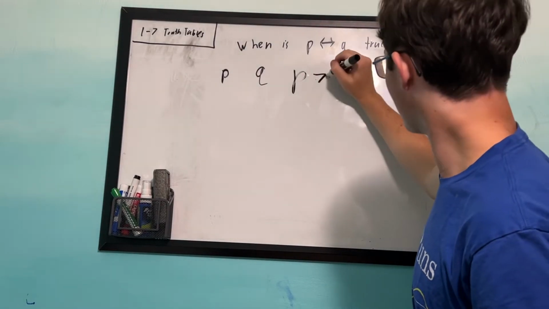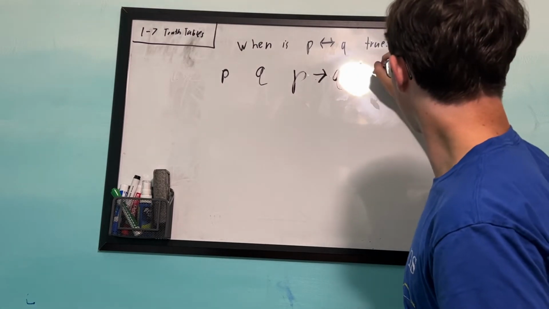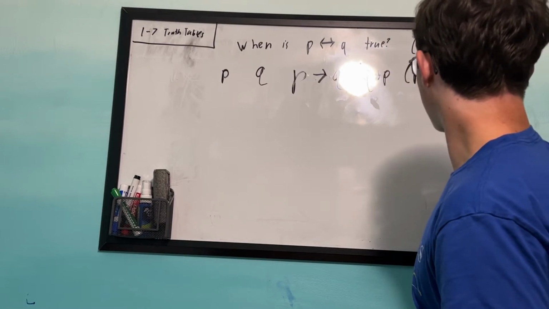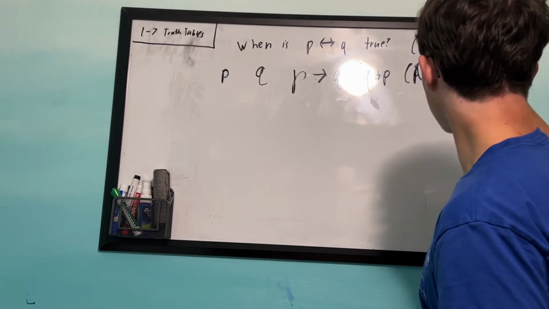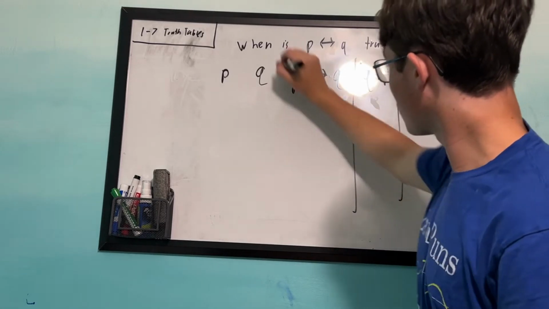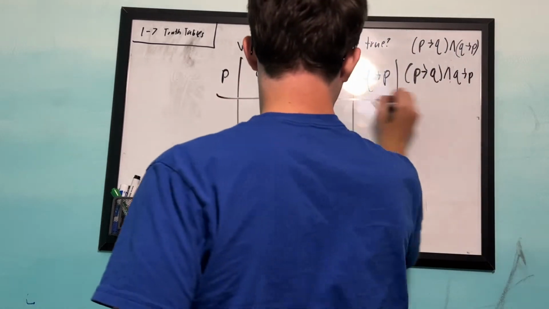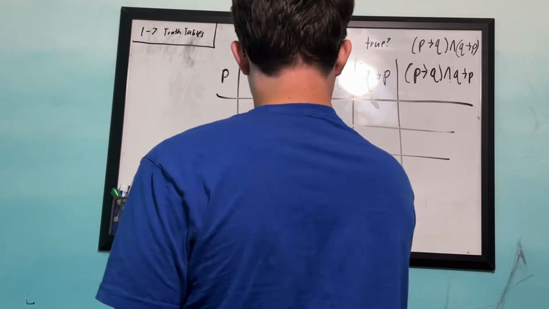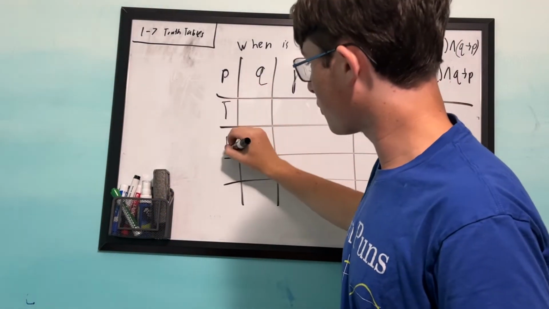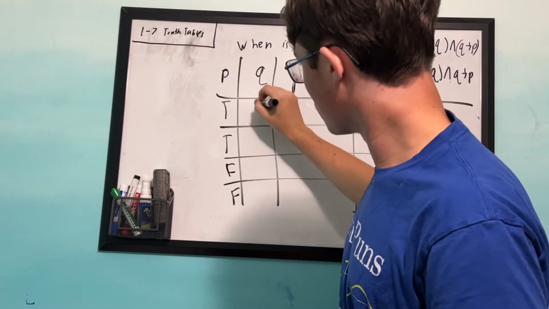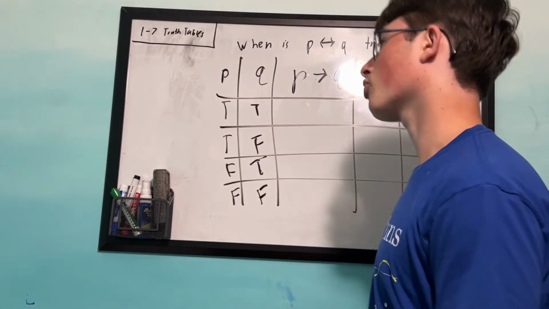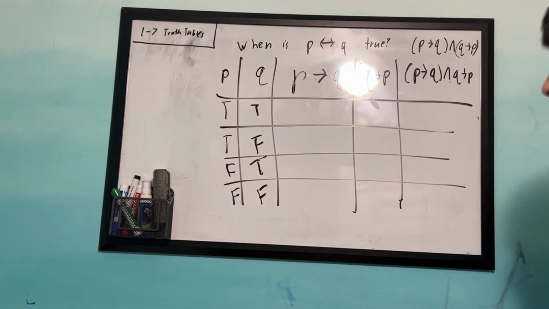So we have the if p then q column, we'd have the if q then p column, and then we'd finally have the if p then q and if q then p column. So first off, we're going to go back and find all the combinations of true and false for p and q. The way I like to do this is just go true, true, false, false for p, and true, false, true, false for q, because it gets all of them.